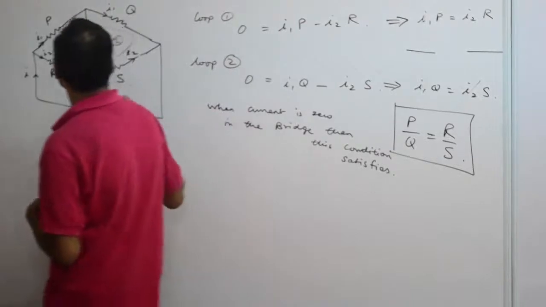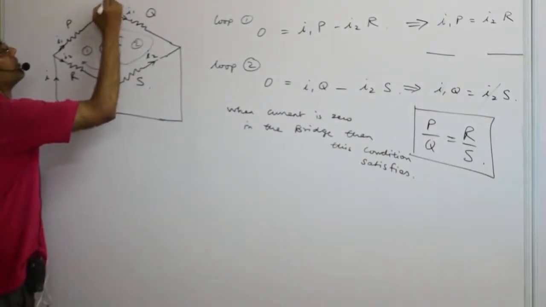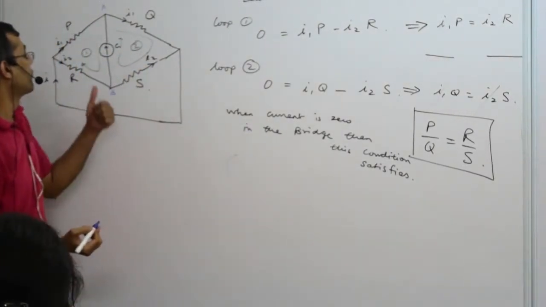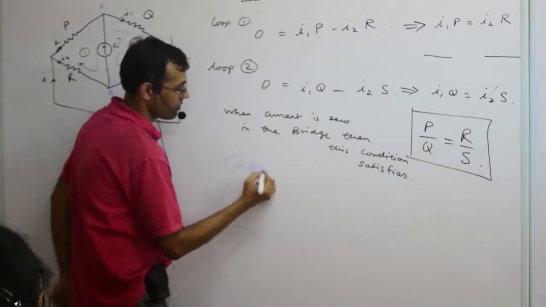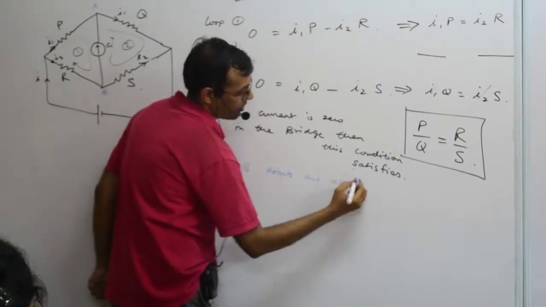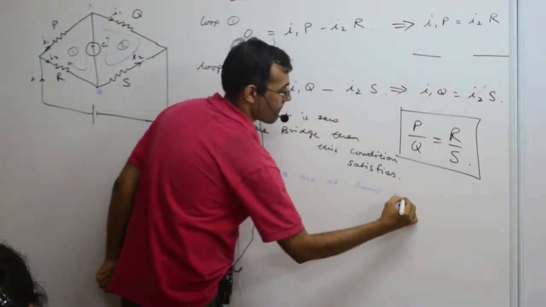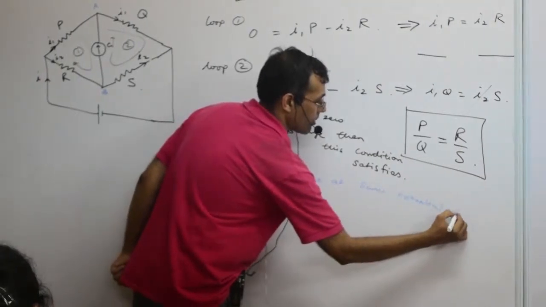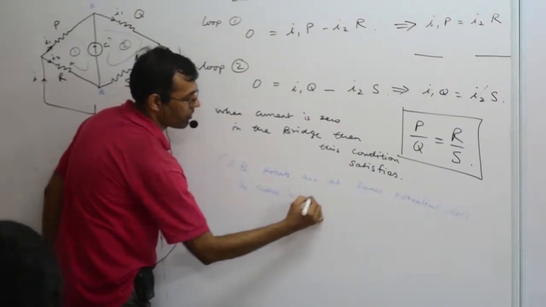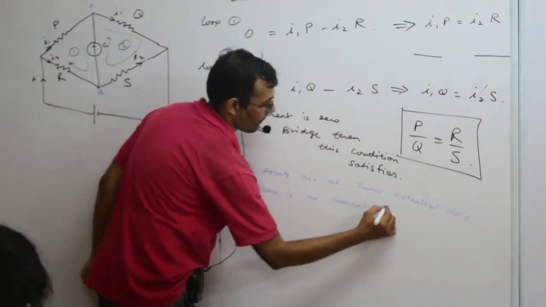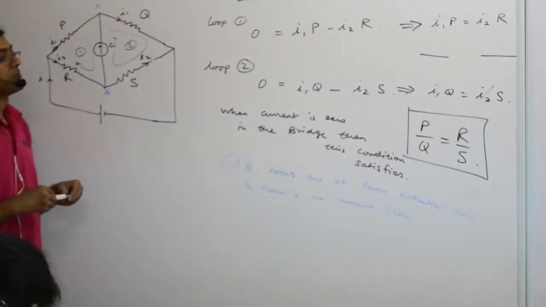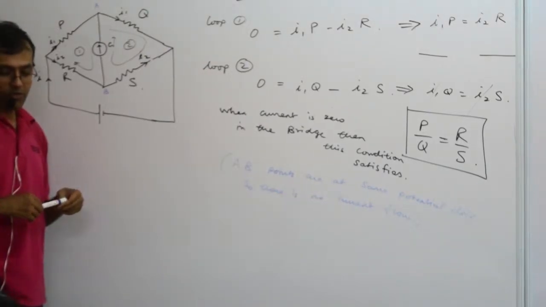So make a note. So if I give you a point like AB, right? Of course, it's not usually given in your books. It's only for your understanding. AB points are at same potential difference. So there is no current flow. So that's the reason why there is no current flow.